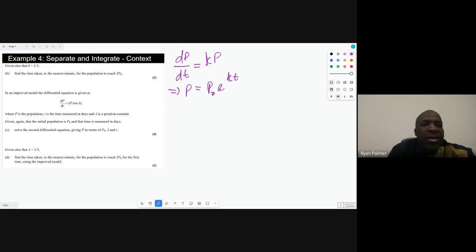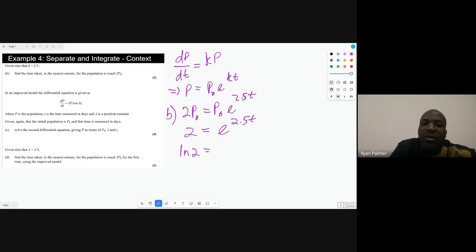So here they're also telling us that given that k is equal to 2.5, find the time to the nearest minute for the population to reach twice its original size. So for part B, we have p equal to 2p naught. So 2p naught is equal to p naught e to the 2.5t. So we want to find the time that it takes for the population to double its size. So that means that 2 divided by p naught, 2 is equal to e to the 2.5t. Taking the natural log of both sides, ln2 is equal to ln e to the 2.5t.